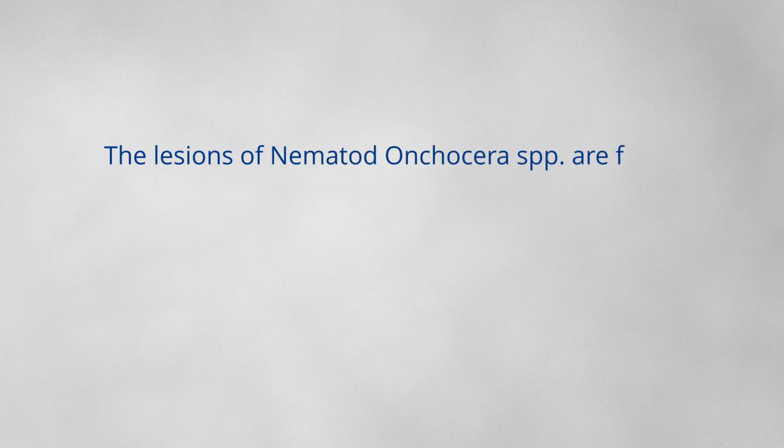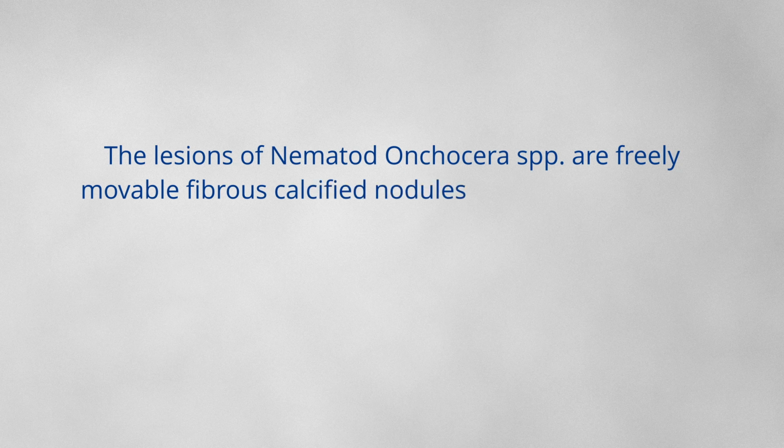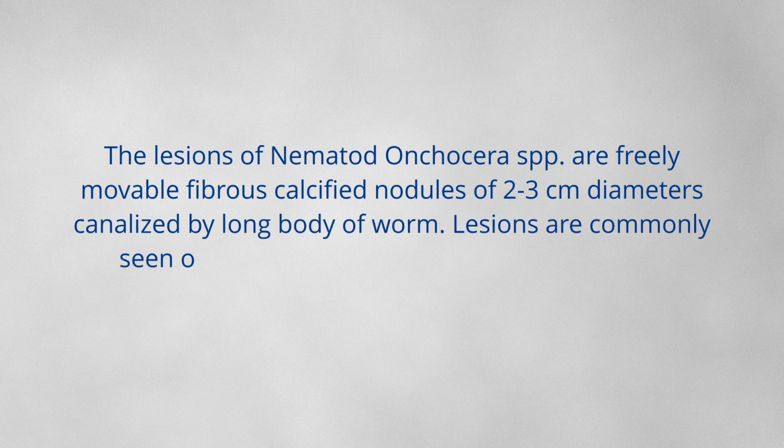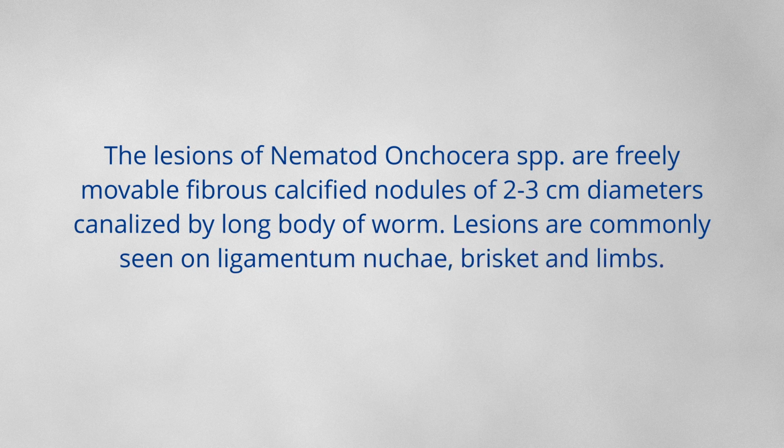And then next is differential diagnosis from the nematode onchocerca. The nodules of onchocerca nematodes are freely movable, fibrous, calcified nodules of 2 to 3 centimeter diameters and canalized by a long body of worm. Lesions are commonly seen on ligamentum nuchae, brisket, and limbs.